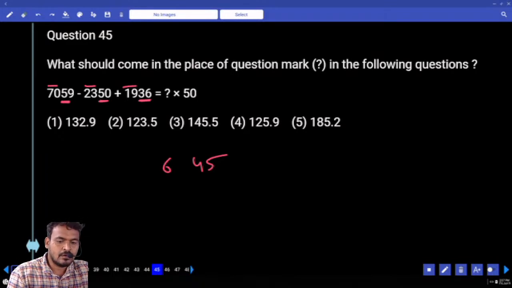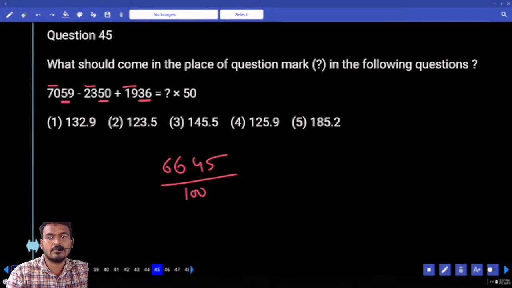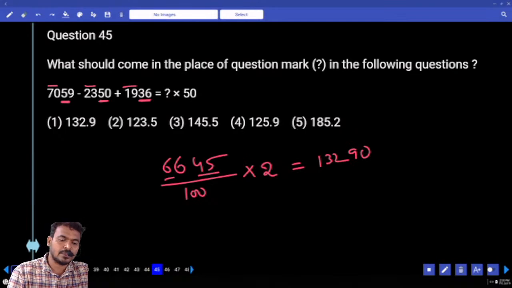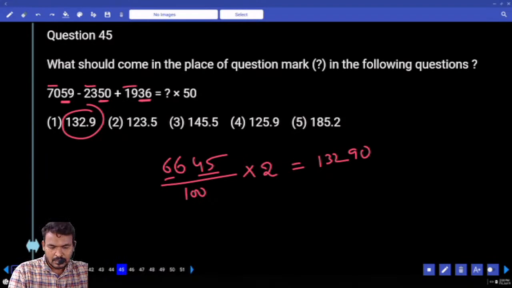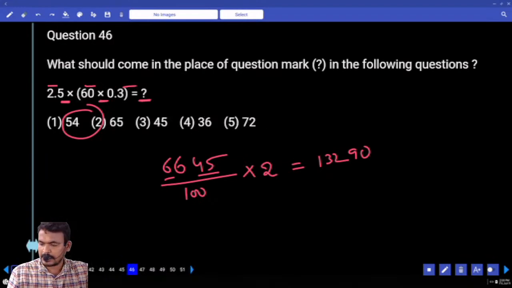47 plus 19 is 66. Divide by which one? 50. 50 means written 100 by 2, which means the numerator is multiplied 2 times. 66 double how much? 132. 45 double is 90. Divide by 100 means 132.90. Next question, number 46.